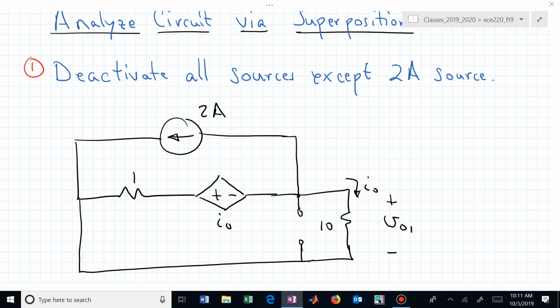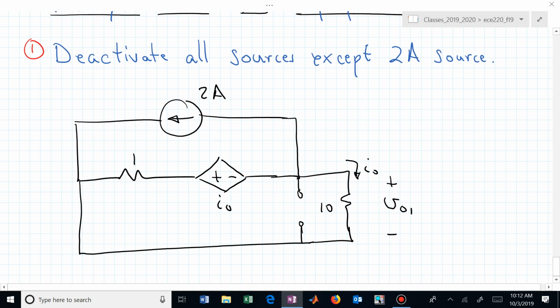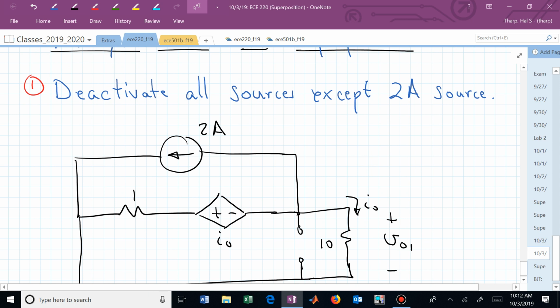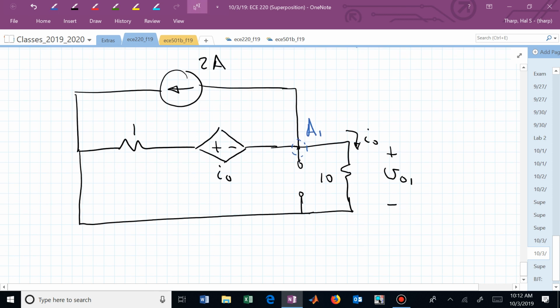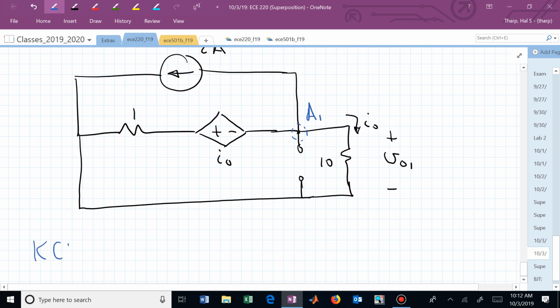Questions on how that circuit came into existence? That you need to be able to sort of quickly do. This one we should be able to analyze consistently with what we just did. Let me call this node A1 and let me write KCL at node A1. Sometimes you use the same analysis after you deactivate things. Sometimes you'll use different analysis strategies.